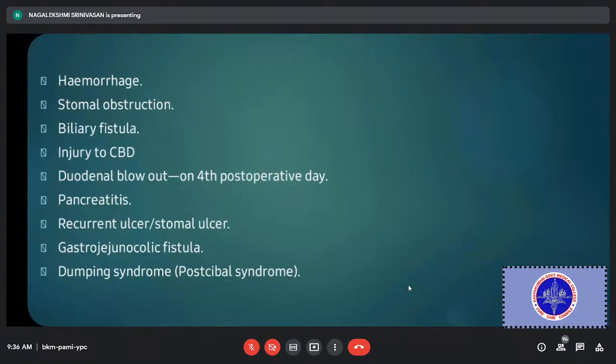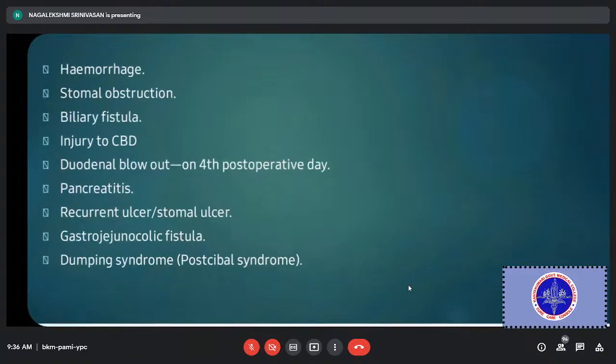If the stoma is very narrow, the patient can also get stomal obstruction. Biliary fistula: fistula means whenever there is communication between two spaces. That is only fistulous communication. This can also occur. So what happens? The injury to the CBD.